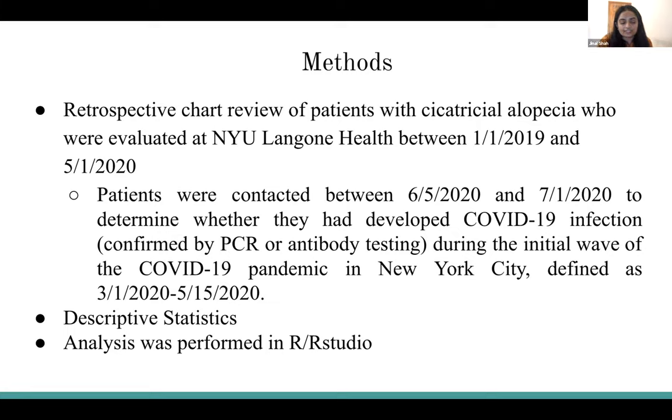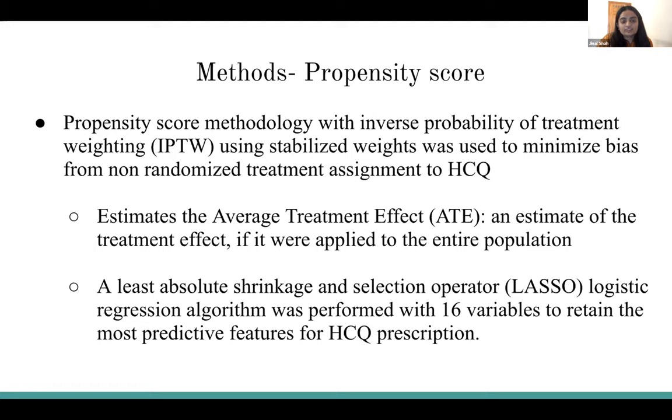We did all our analysis in R, and we started with descriptive statistics. Since this was an observational study, in order to minimize the non-randomized treatment assignment to hydroxychloroquine, we used the propensity score method with inverse probability of treatment weighting with stabilized weights. What that estimates is the average treatment effect, which estimates the odds of having an outcome, so COVID-19, if all the individuals were given the treatment versus the odds of having the outcome, COVID-19, if the entire population wasn't given hydroxychloroquine.